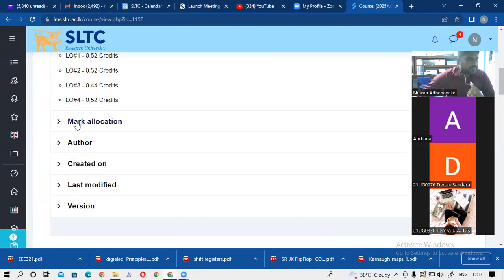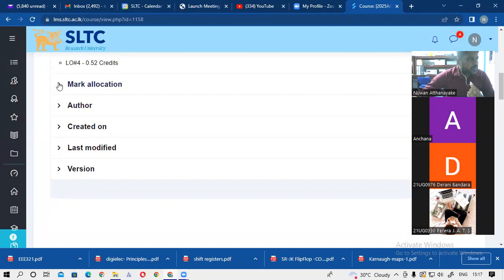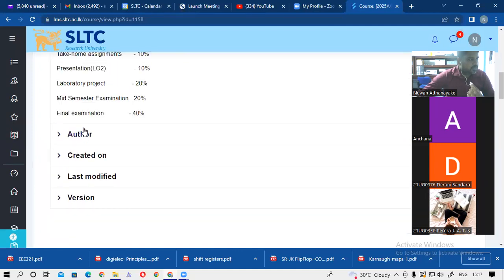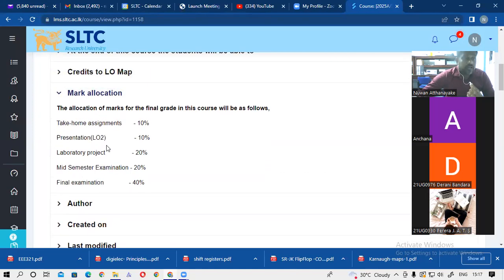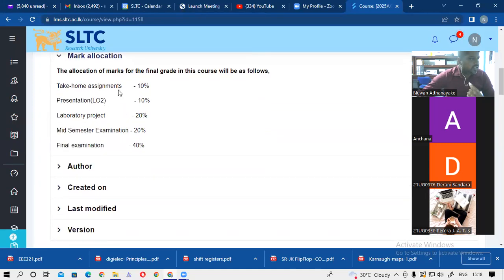And this is another important thing. This is how you will get your final marks. You will have one or two assignments, and you will get 10% for that assignment work.